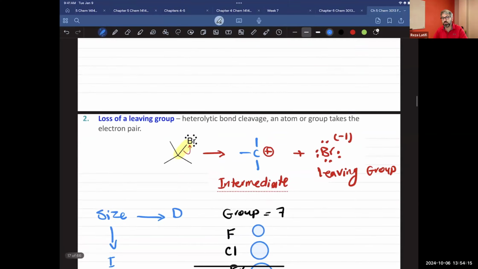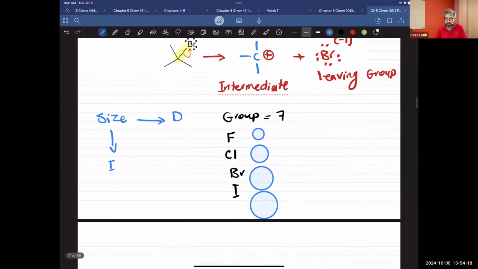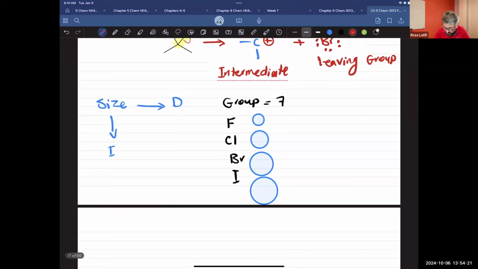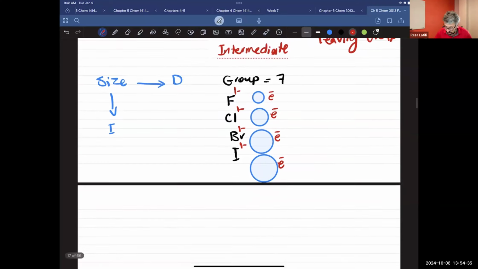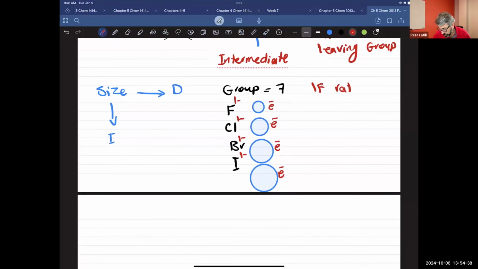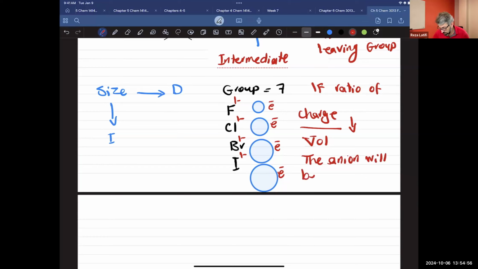Now, what did we form? We form an anion. That means there will be a negative charge, so each of these particles is going to have a negative charge sitting on it. Which one of them is more capable of handling this extra negative charge? Each one will be -1. And I'm going to write this: if the ratio of charge to volume goes down, the system, the anion, will be more stable.